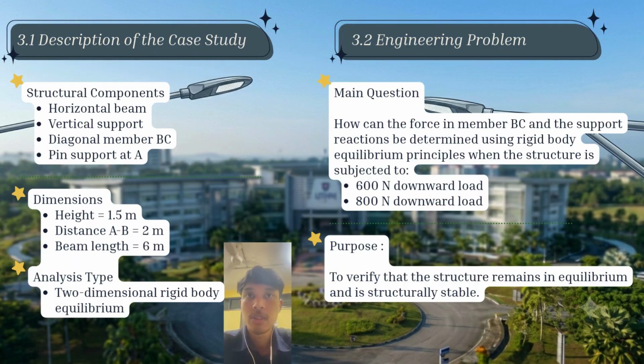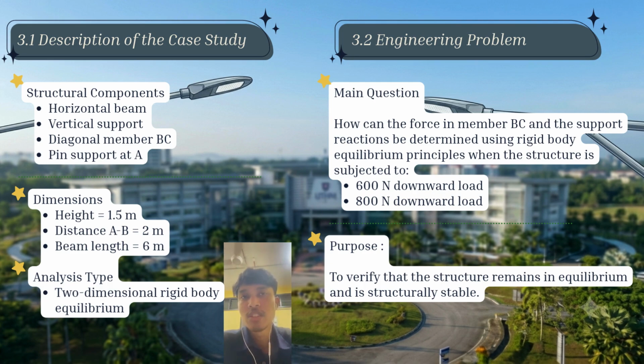3.1 Description of the case study. The selected structure consists of a horizontal beam connected to a vertical support and reinforced by a diagonal member BC. The vertical support has a height of 1.5 meters, while the horizontal distance between points A and B is 2 meters. The entire system is modeled as a two-dimensional rigid body and analyzed using equilibrium principles.